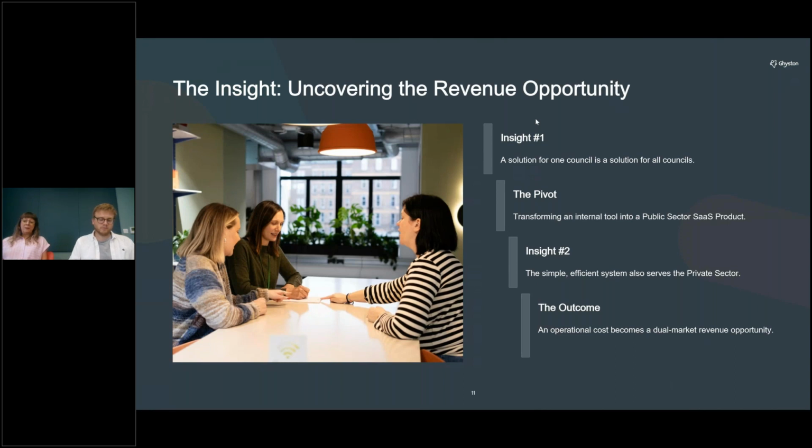We also realised that having a streamlined, user-friendly system has huge potential in the private sector. And sometimes in smaller private sector businesses, they don't have resource for procurement. So having a nice, easy system to use could really help them. So as a result of all those conversations, Hampshire saw this now as, rather than a necessary operational cost, actually become a dual market revenue opportunity.